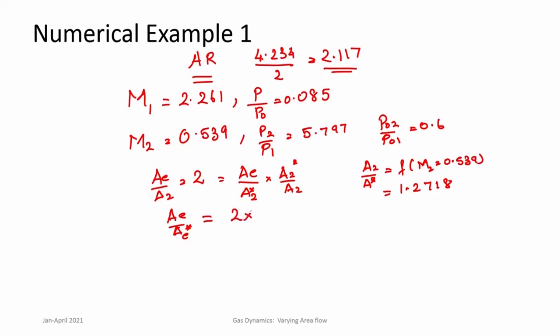So, AE by AE star, which is also equal to A2 star, is now 2 multiplied by 1.2718, which is 2.5436, and for this the subsonic Mach number at the exit will be 0.2351. So, this is how we can calculate the exit Mach number when there is a shock sitting in the divergent portion of the convergent divergent duct.